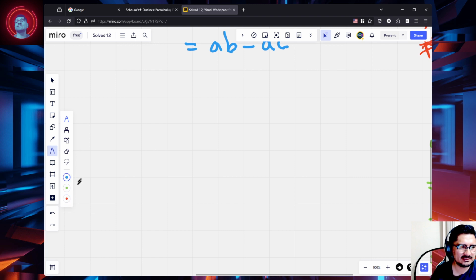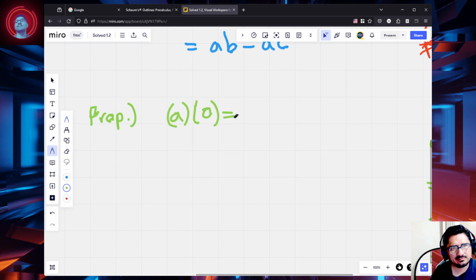a proposition. Let me call this a proposition. And it's very interesting because most of the time we just take this proposition for granted and say, well, a times 0 is just 0 again. Here it's just 0. But why is that? Why is that from an algebraic point of view? So let me take this expression.